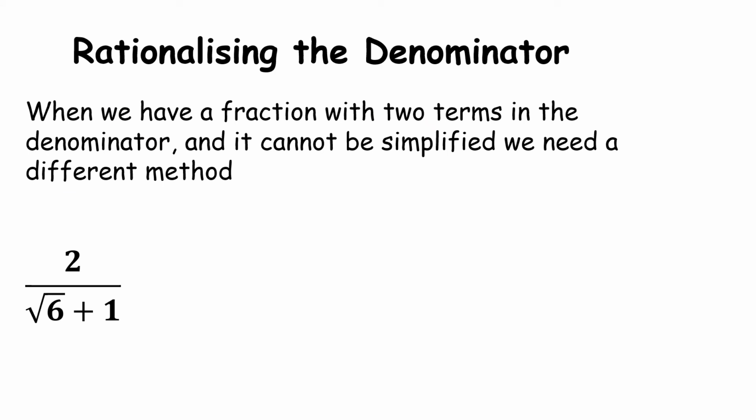So now that we've got the basics of rationalizing, what would happen if instead of having a single term under the line, we have 2 terms? So remember, terms are separated by plus and minus. So in the previous example where we had 2 root 7, that's still just one term because they're multiplied together. While here we have root 6 plus 1. So in this case, what do we do?